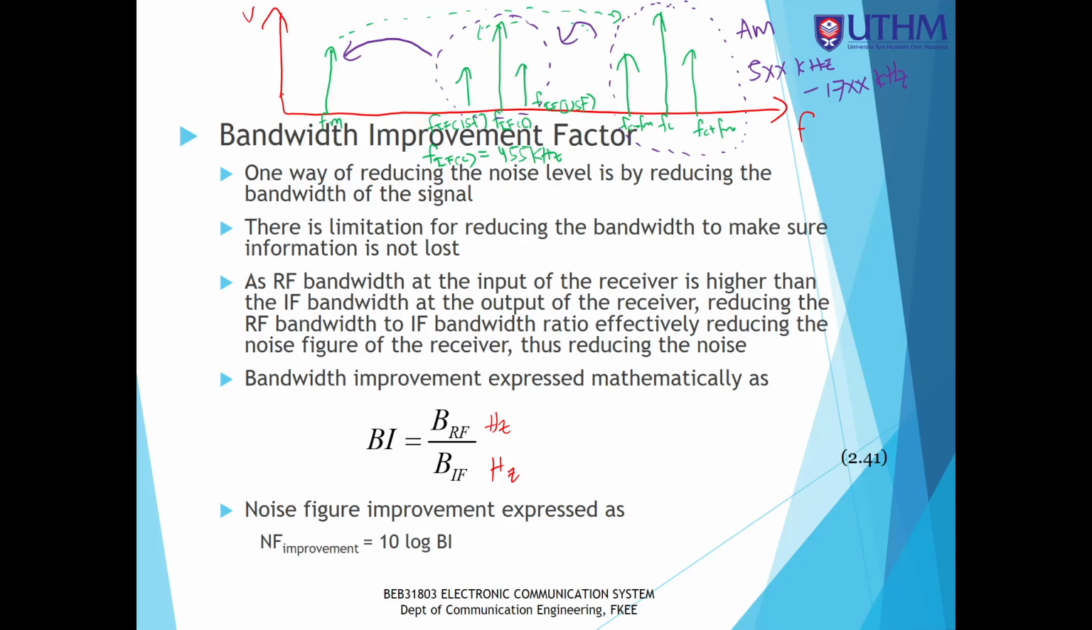So what is the bandwidth of the RF? The bandwidth of RF is this one, and the bandwidth of the IF is this one. You divide them and get a value with no unit, and you can express this in logarithmic terms, which is 10 log of the bandwidth improvement, defined as the noise figure improvement. Noise figure improvement.